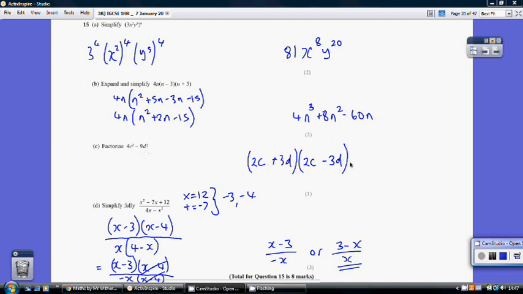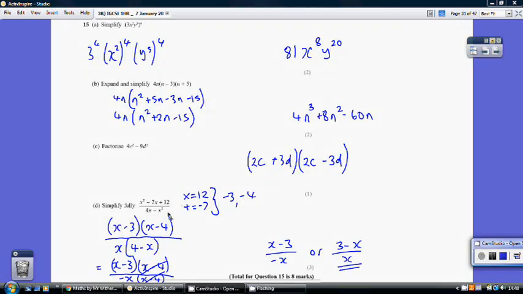And what actually happens is that the middle two terms cancel out. So 2c times 2c is your 4c squared. 2c times minus 3d is minus 6cd, but plus 3d times 2c is plus 6cd, so those terms 2 and 3 cancel out. Then our fourth term, 3d times minus 3d, is our minus 9d squared.